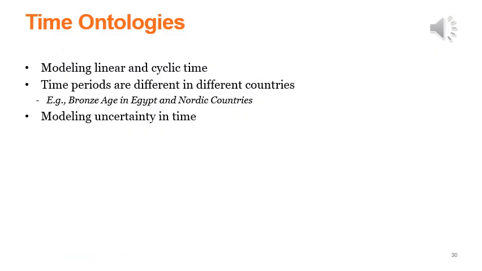Time ontologies are yet another type of ontologies needed in a semantic web infrastructure. They include models for linear and cyclic time. They include periods that are different in different countries. For example, Bronze Age in Egypt and Nordic countries are very different from each other. A modeling challenge in time ontologies is how to model uncertainty in time.